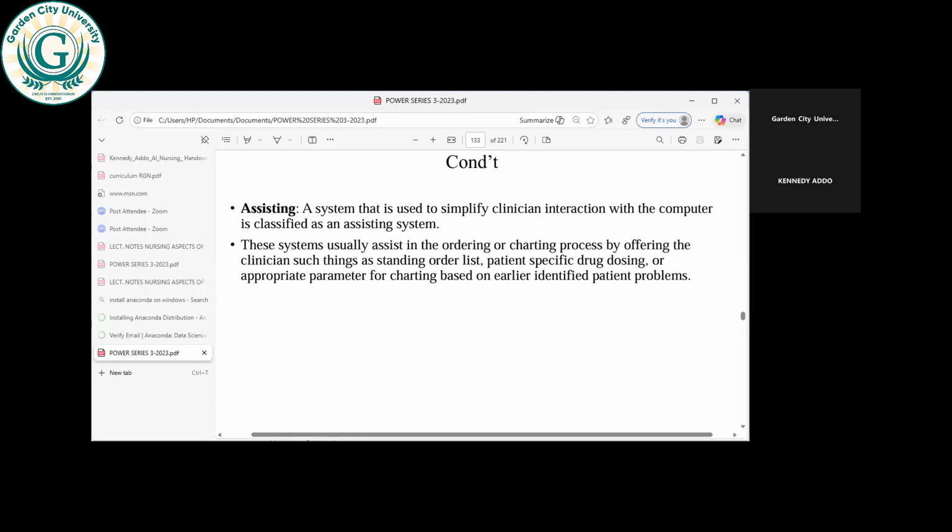Now, let's go to assisting. A system that is used to simplify clinician interaction with the computer is classified as an assisting system. Assisting clinician interactions: this system usually assists in the ordering or charting process by offering the clinician such things as standing order lists, patient-specific blood dosing, and appropriate parameters for charting based on their earlier identified problems.